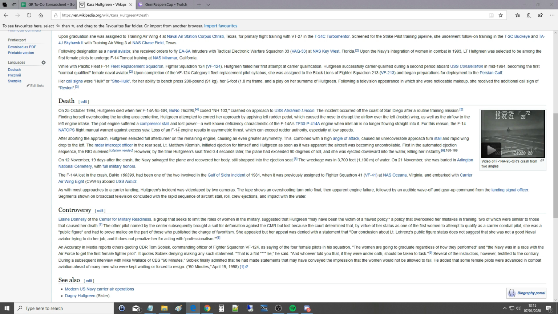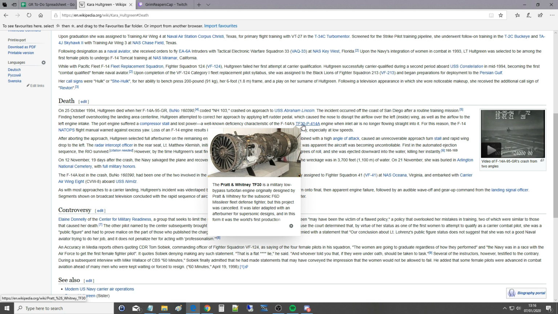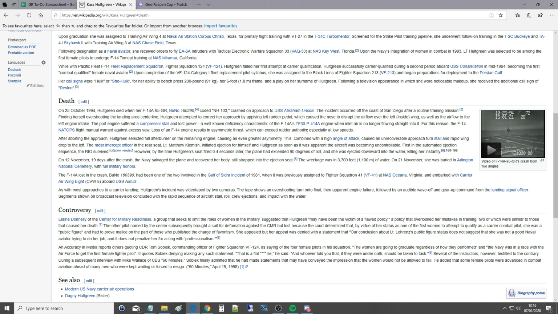A loss of the F-14 engine results in an asymmetric thrust which can exceed the rudder authority, especially at low speeds. Our understanding of the TF-30 is that it was an initial engine for this aircraft, initially for the F-111, and it had problems in the F-14, hence they had to replace it as quickly as they could in the F-14B. After aborting the approach, Hultgreen selected full afterburner on the remaining engine, causing an even greater asymmetry of thrust.